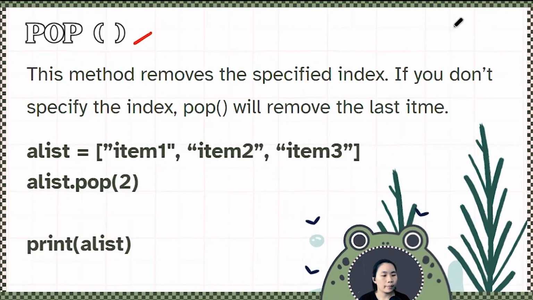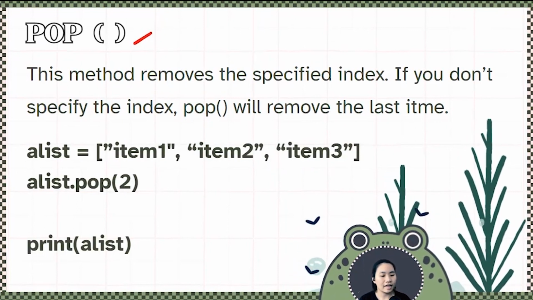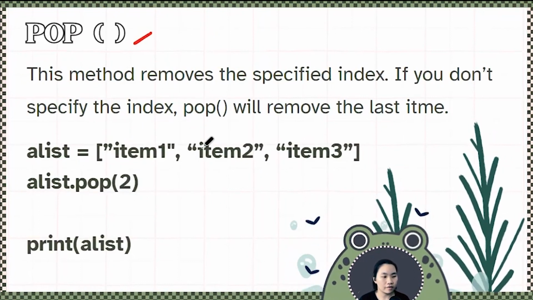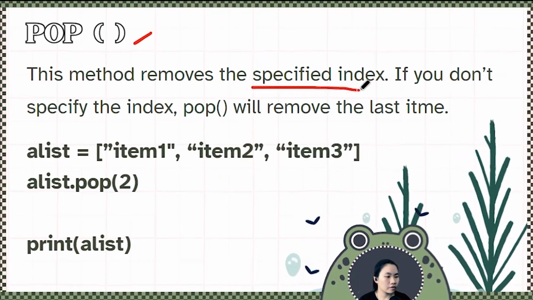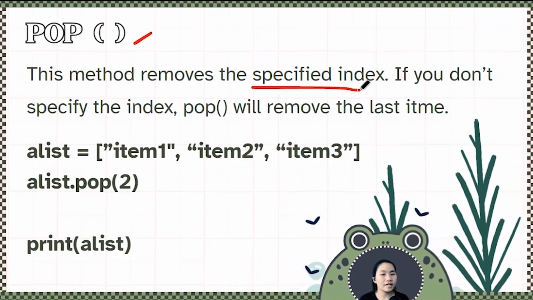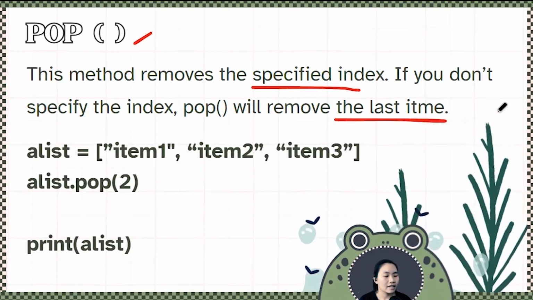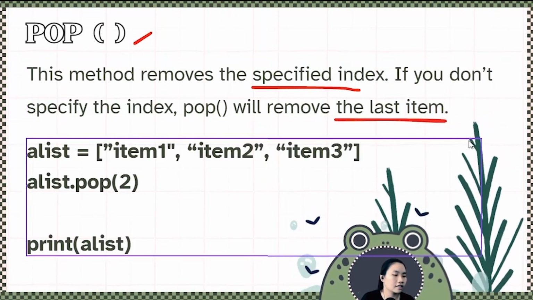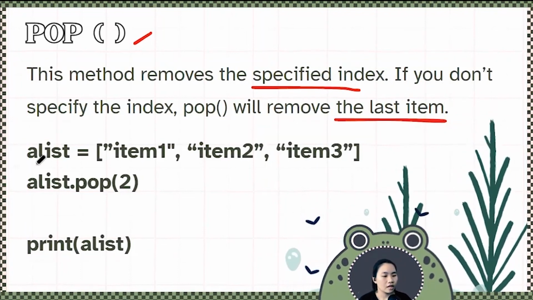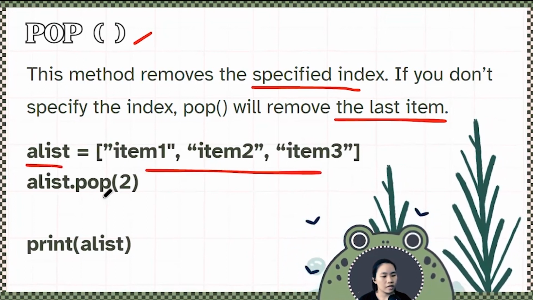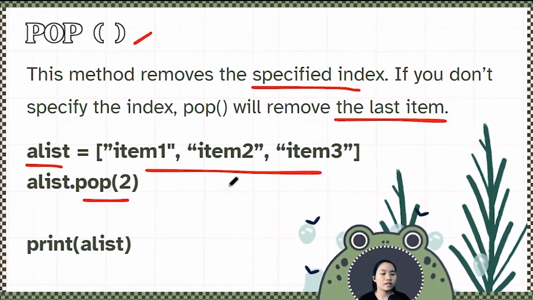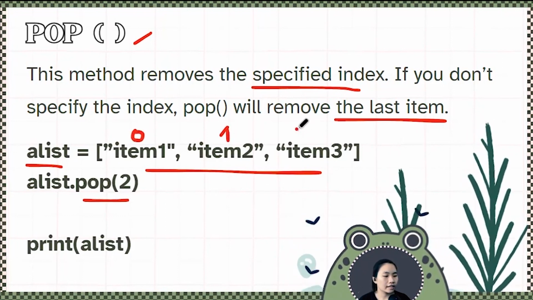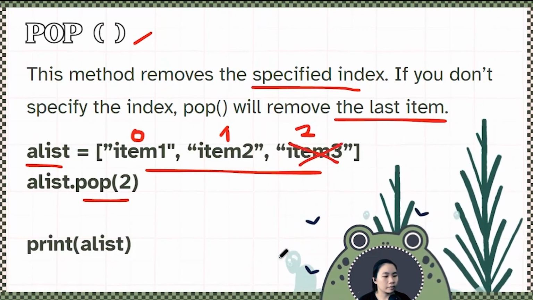Next is the pop method. The pop method is exactly like the remove method, but it works with an index instead of item values. As I've said here, it removes the specified index. If you don't specify the index, it will just remove the last item. Let me correct this typo over here, and let's continue. Once again, I have a list with items 1, 2, and 3, and pop 2. Which item do you think it will remove? Let's count. 0, 1, and 2. So it will remove item number 3.